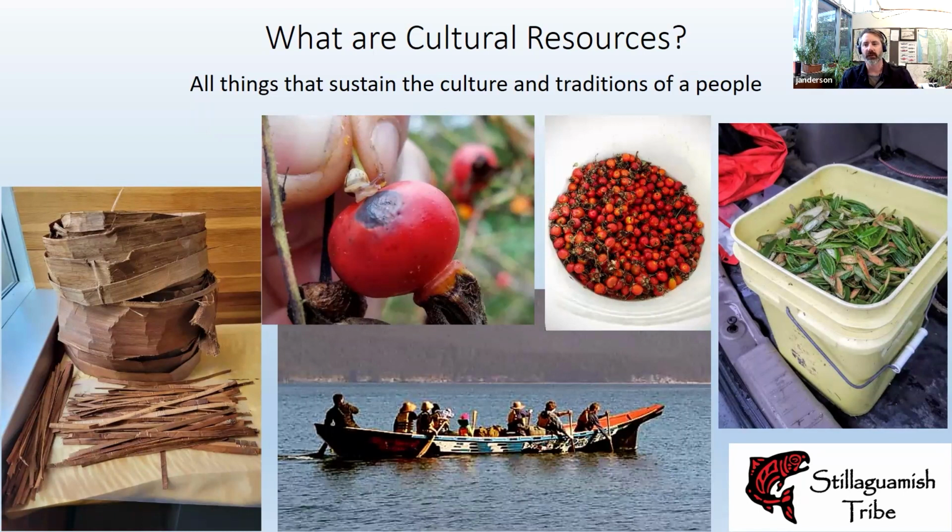So in these images, you can see examples of cultural resources or practices. On the left, you see Western red cedar bark. On the right, freshly harvested Labrador tea leaves. The top images show rose hips. And at the bottom, you can see a canoe paddled by tribal members. Now, these images represent different aspects of culture. They don't necessarily fit into the categories on the previous slide. Remember, those are the archaeological perspective.